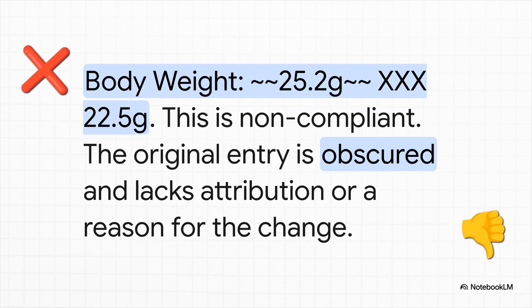Let's look at a classic example of what not to do. See this? This is the wrong way to correct data. It's a huge no-no. Why? Well, for starters, you can't even read the original number anymore because it's been totally scribbled out. And there's no explanation for the change. No initials, no date. An auditor looking at this would have zero clue who changed it, why they changed it, or when. The data is basically worthless now.